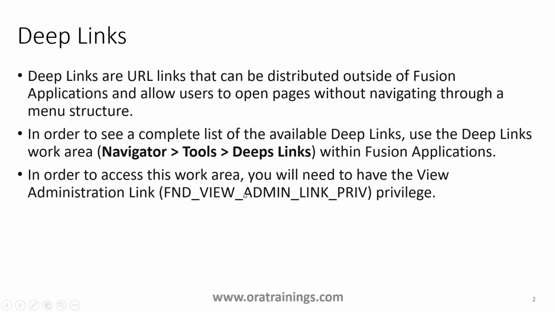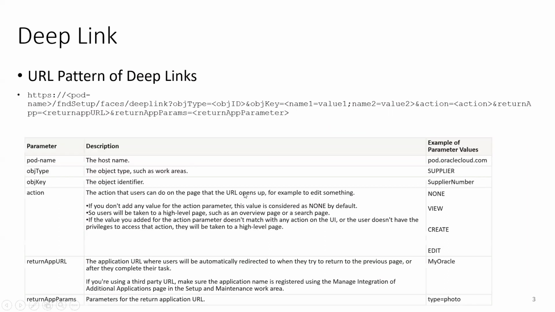Now let's see the structure of a deep link. It generally has, first, the pod name, nothing but your Fusion apps URL, followed by the object type. In this example we mentioned a supplier, but you can have AP invoice, GL ledger, and a couple of things like that. And then the object key. You need a specific unique number for that object type. When the object type is supplier, generally you'll have the supplier number as the unique one. Similarly, for an AP invoice, you'll have the invoice ID as the unique one.